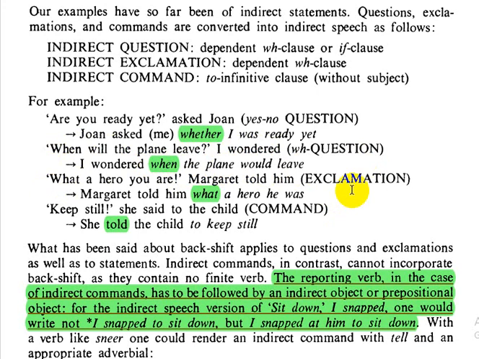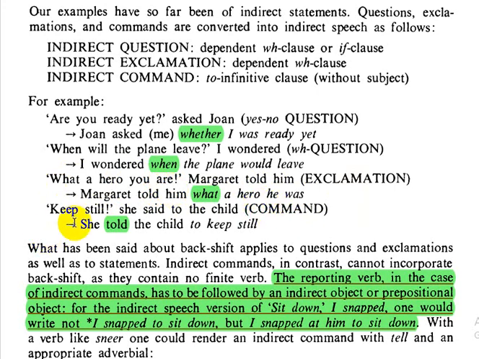Exclamation sentence, جملة تعجبية. "What a hero you are." This is not a WH question. This is an exclamation statement. Margaret told him what a hero he was. Okay, so "you are" into "he was."